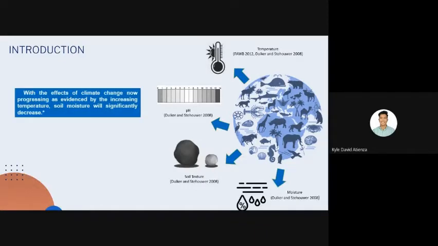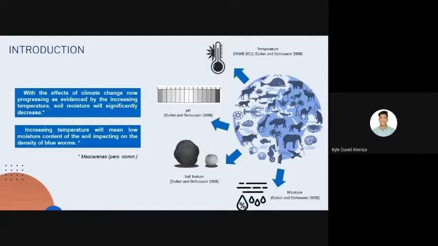With the effects of climate change now progressing, as evidenced by the increasing temperature, soil moisture will significantly decrease. Increasing temperature will mean low moisture content of the soil, impacting the density of blueworms. Hence, this study was conducted to determine the distribution and abundance of blueworms relative to the soil moisture content in three different types of habitat in Bintakay, Mogpog, Marinduque.